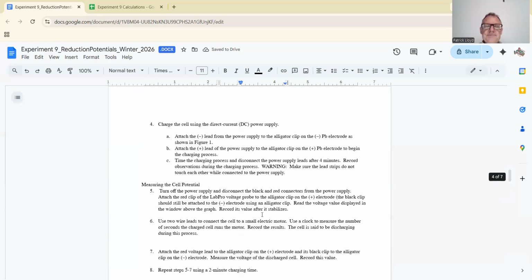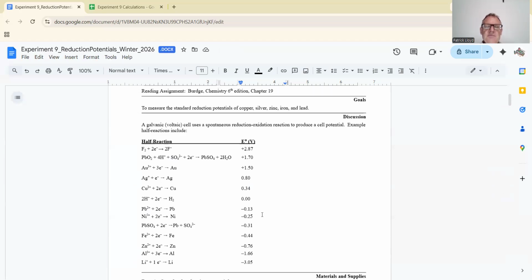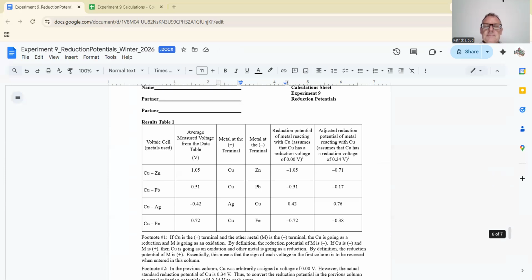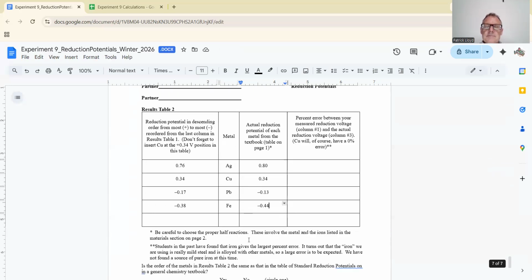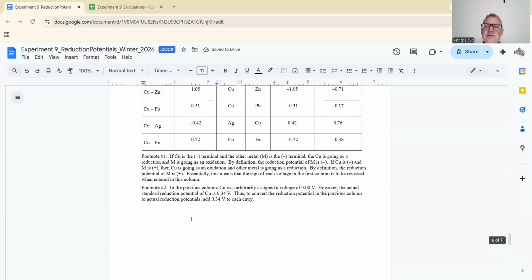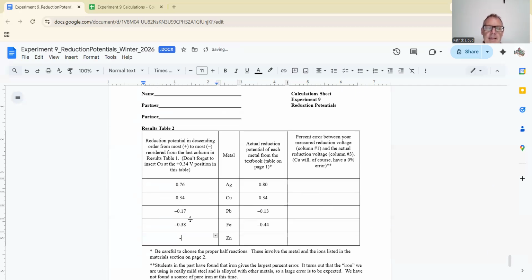So let's take a look. Yeah, negative 0.44 for iron. And then that just leaves us with zinc. And zinc, we got negative 0.71. The actual value is negative 0.76. Okay. Then you just do a percent error calculation.